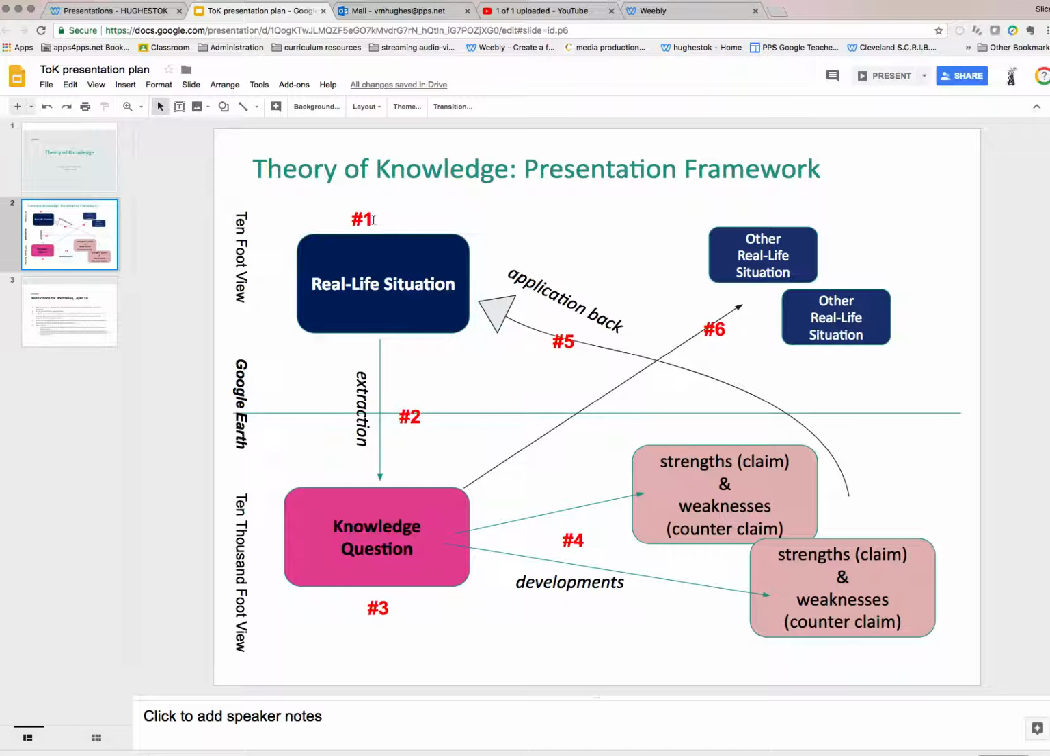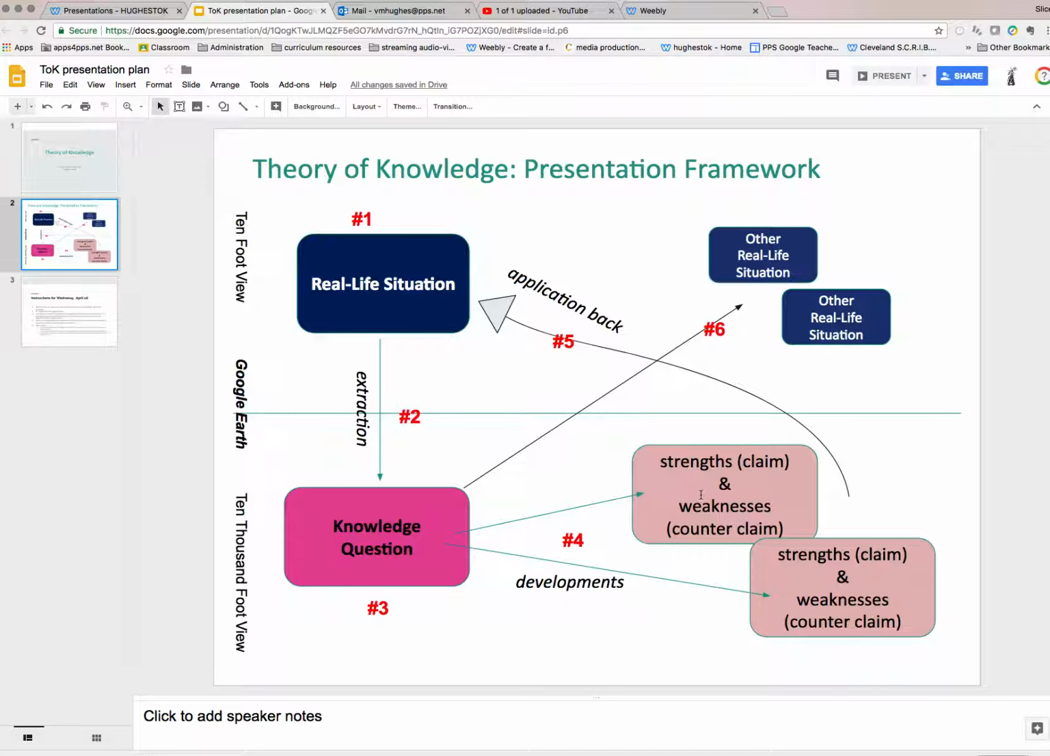The numbers will help. Begin with a real life situation. Extract and mine it for ideas, issues, areas of knowledge, ways of knowing, ways of looking at this particular situation. And they're going to be different. They should be different. You should have lots of them. You'll know that you have a weak real-life situation when it's not rich in terms of mind mapping. You extract and create your knowledge question based on that.